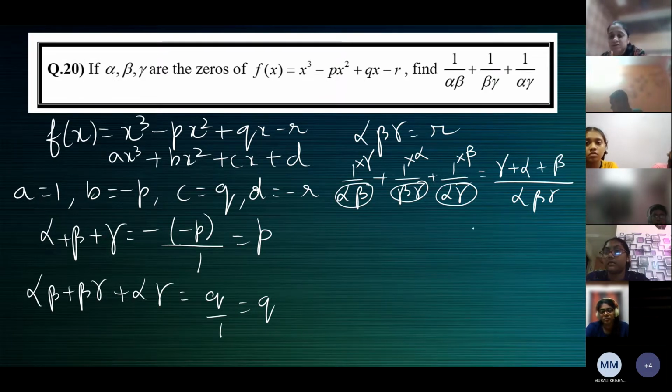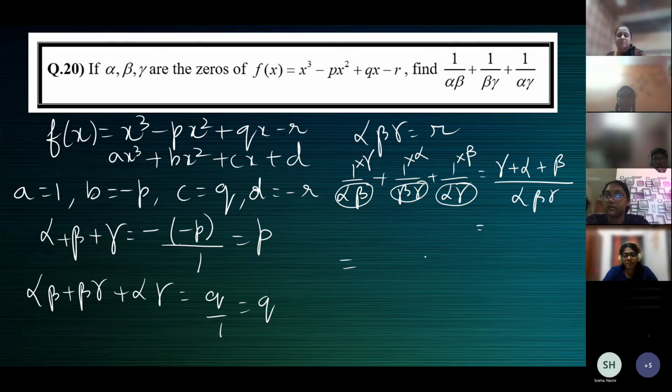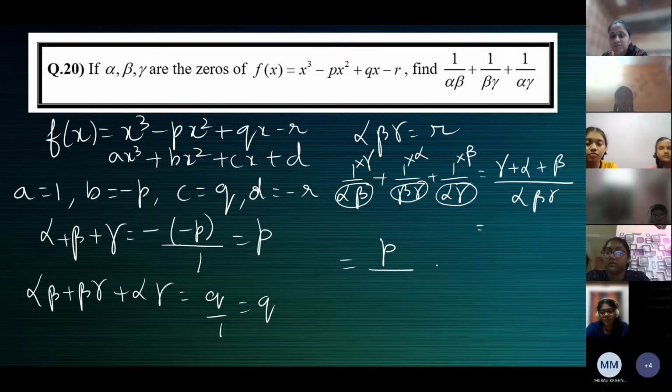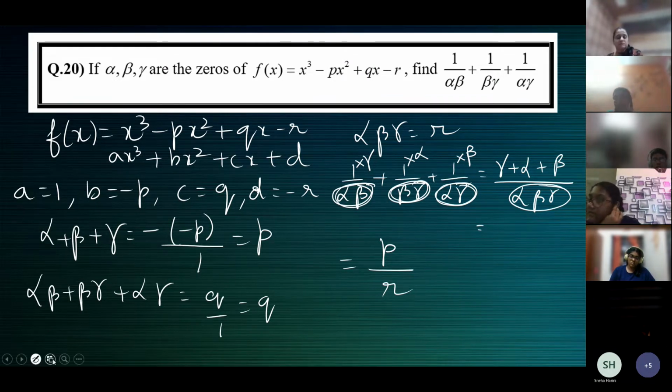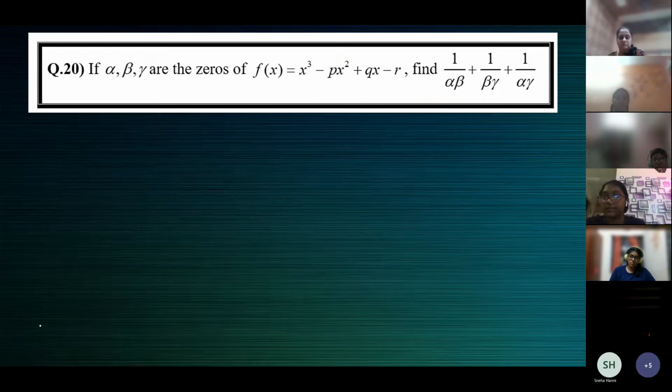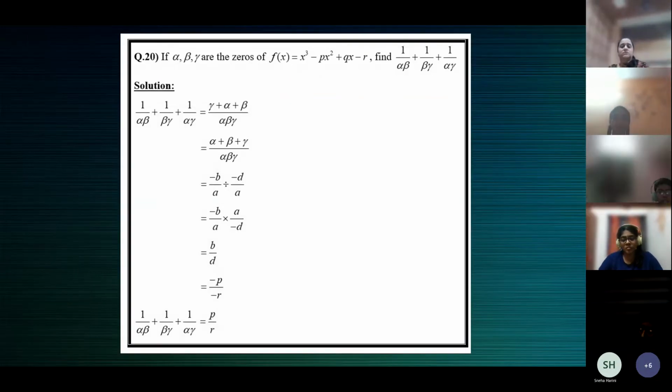So what is the numerator? P, ma'am. Alpha plus beta plus gamma. So it's p by, what is alpha beta gamma? R. So the value is p by r. What's important is that the LCM of alpha beta, beta gamma, and alpha gamma is alpha beta gamma. Take a picture, children.